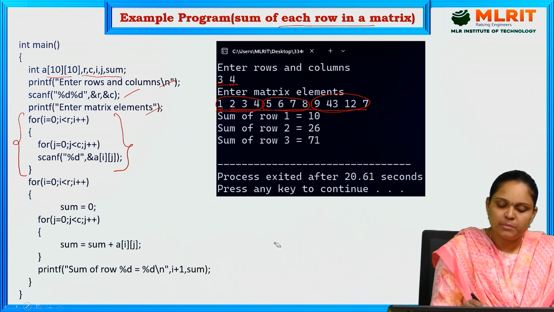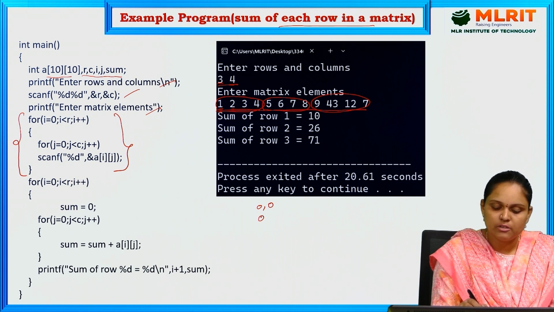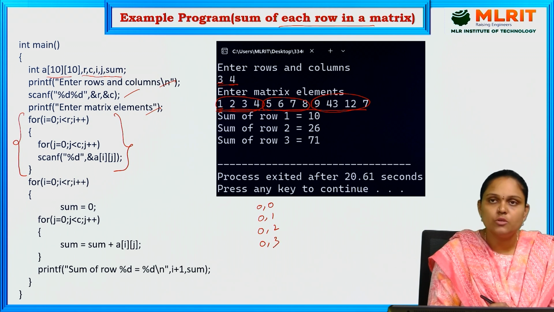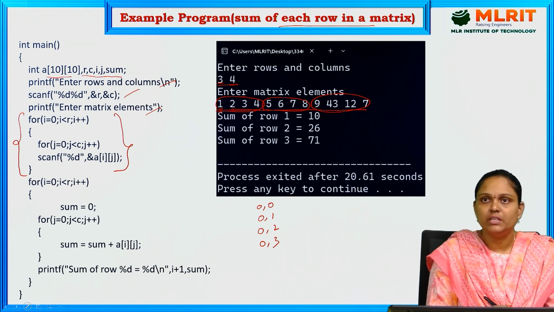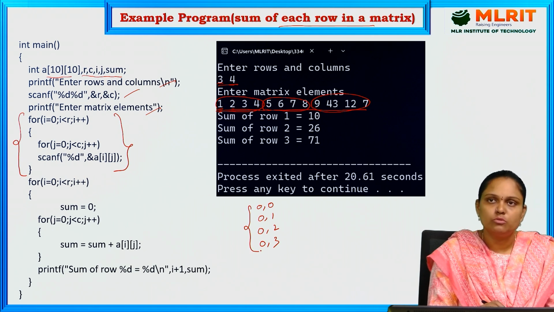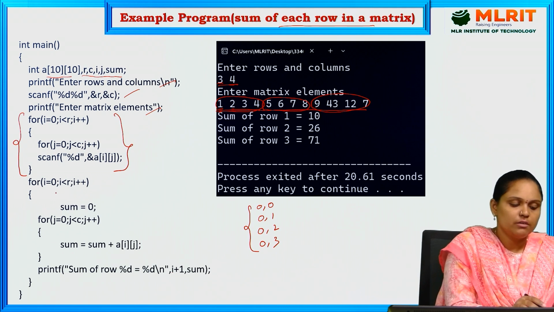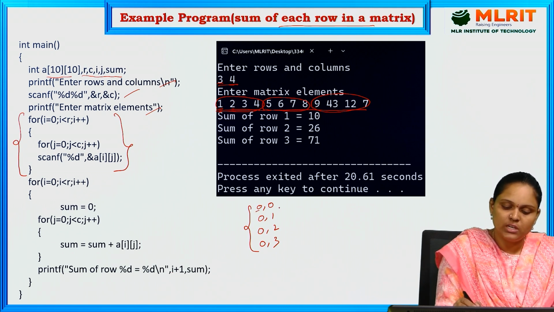The first element index value is 0,0. The second element index value is 0,1, and the next element index value is 0,2, and the next element index value is 0,3. So we want the elements that are present in these index values. To get those elements, we are using the index values and finding the sum. For that we are using the row index and the column index.